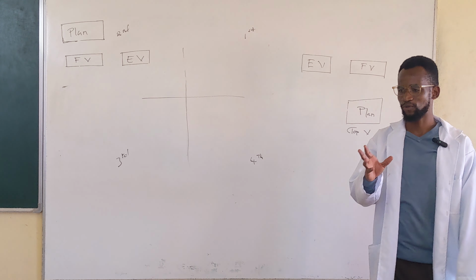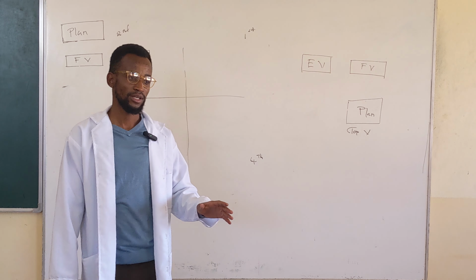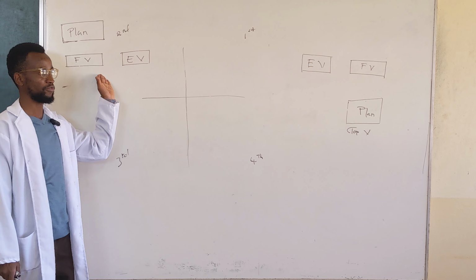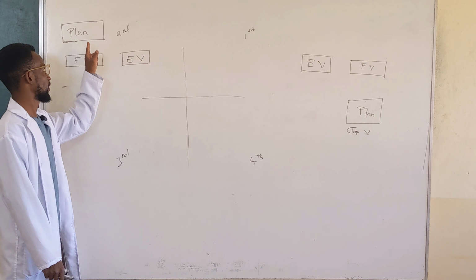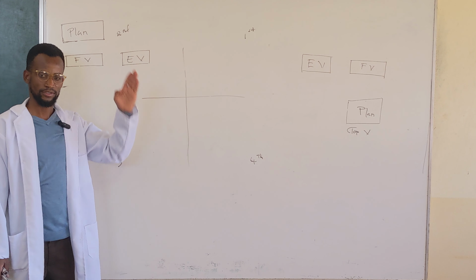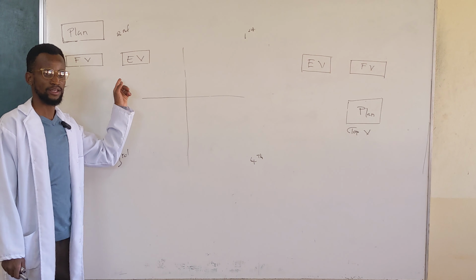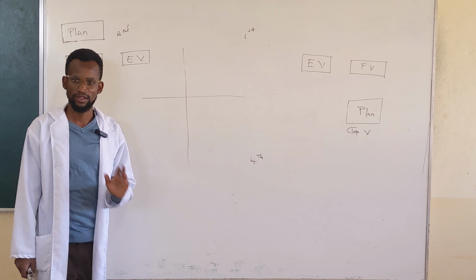But on a serious note, when presenting your work and dealing with orthographic views, always remember that the plan and the front are always in the same vertical line, and the front and the end are always in the same horizontal line, whether it's first angle projection or third angle projection.